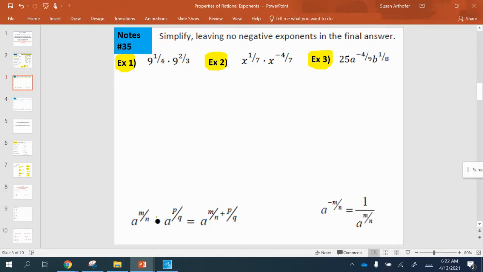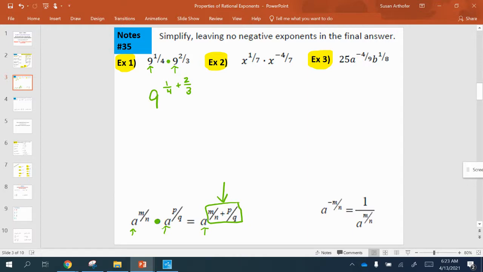Okay, so for the first one, the rule is when you have a multiply dot, you're going to add your fractions. So the base is the same, a and a. Here we have 9 and 9. We just write the 9 once. You do not multiply the 9s. Leave the base alone, but you do add the fractions. So it's going to be 1/4 plus 2/3.